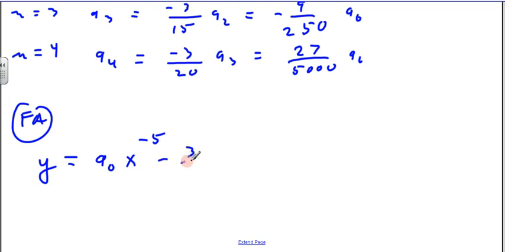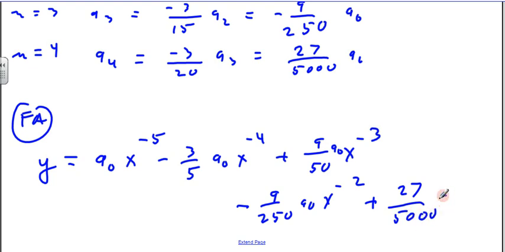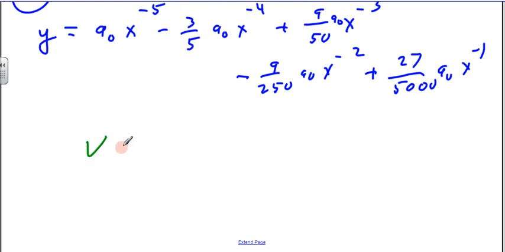Minus 3 over 5 a0 x to the minus 4 plus 9 over 50 a0 x to the minus 3, minus 9 over 250 a0 x to the minus 2, plus 27 over 5,000 a0 x to the minus 1. And we'll do a check with back of book, and we see that that one's correct. And we'll move on to problem number 6.